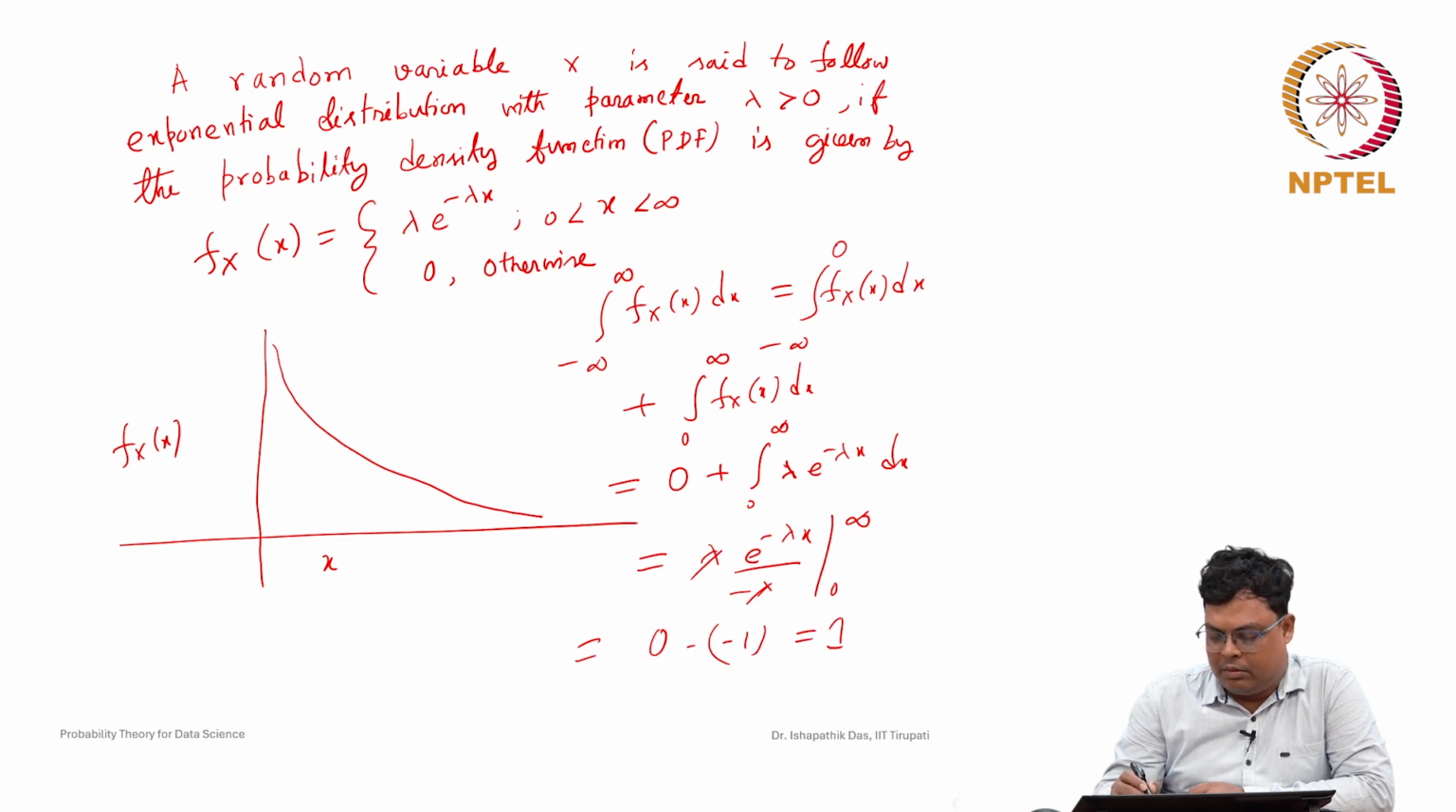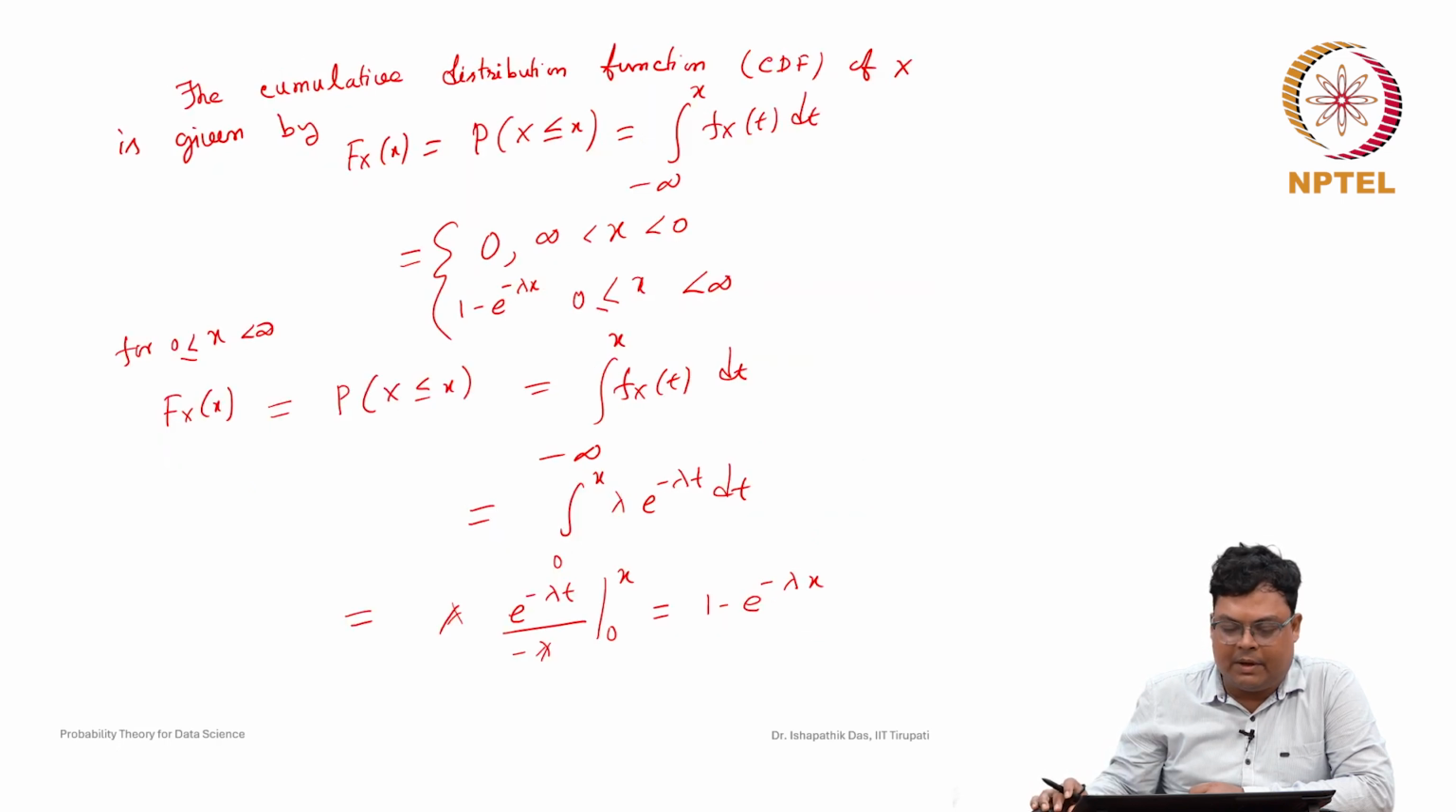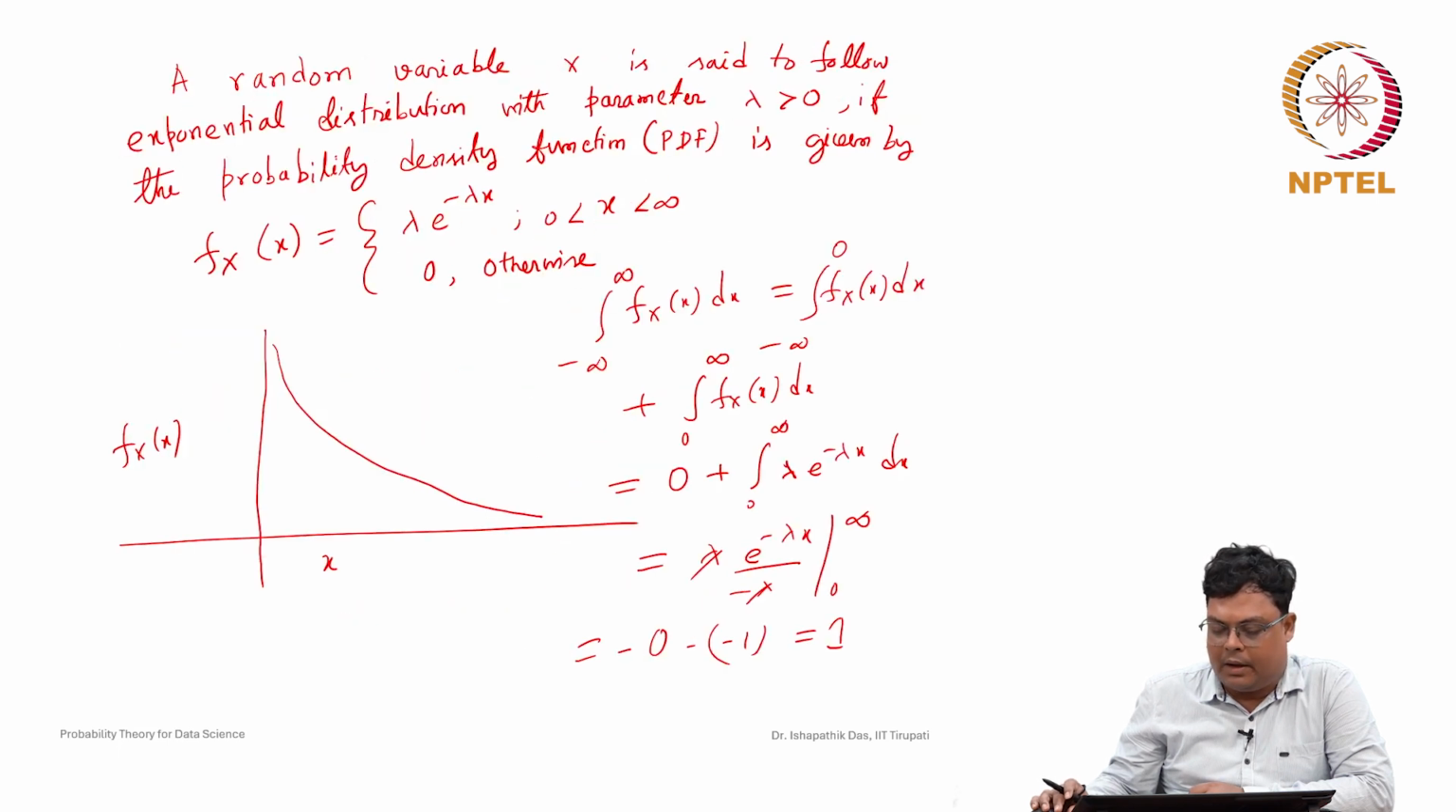Because it is minus already, at 0 this is 0. So, it is minus 0, and then this is minus of 1. So, this is equal to 1. So, now we found that this is a density function. Now, we will find the mean and variance of this density function.